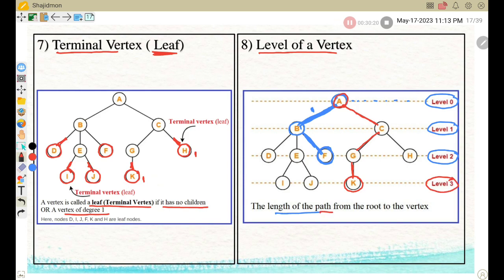So the length of the path from the root to the vertex, that is called the level of the vertex. Length of the path from the root vertex to whatever vertex we are considering, how much length of the path, that is called the level of that vertex. Hope you understood that one. Now let me ask one question here. You can see A and H. What is the level of H? Because A to C is one edge, C to H is another edge. So level 2 will be there. Hope you understood that one.